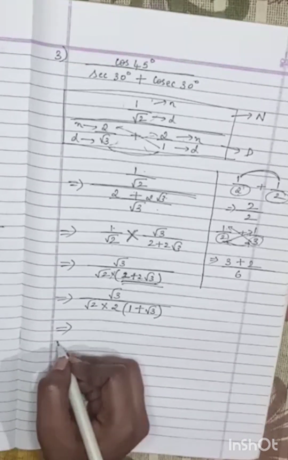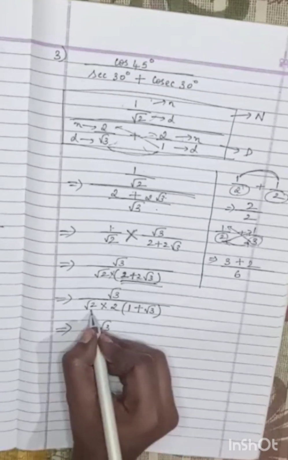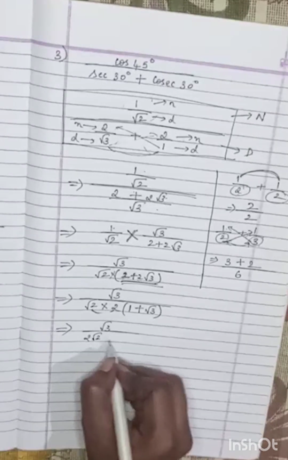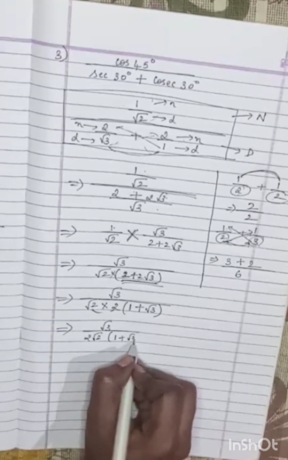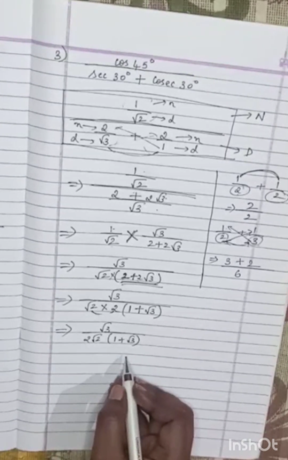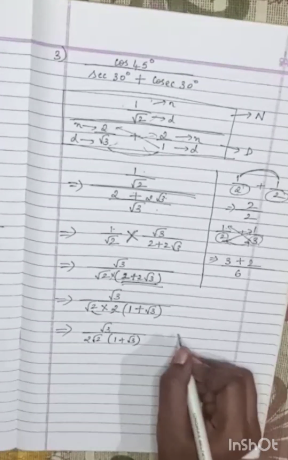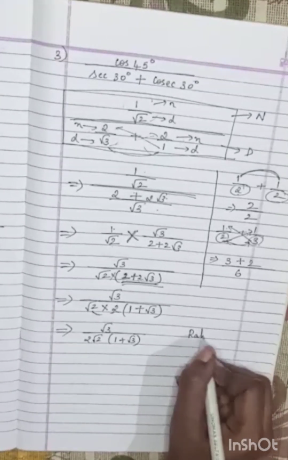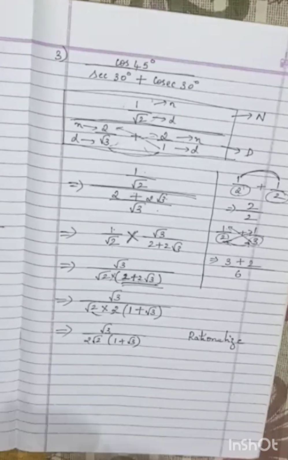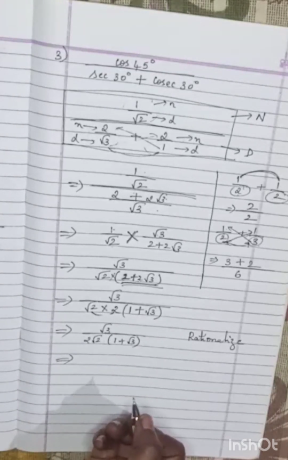Next, root 3. So I'll multiply these two now. It becomes 2 root 2 into 1 plus root 3. Understood till here? Next, our next step will be to rationalize. In your 8th standard, you have learned rationalization, correct?